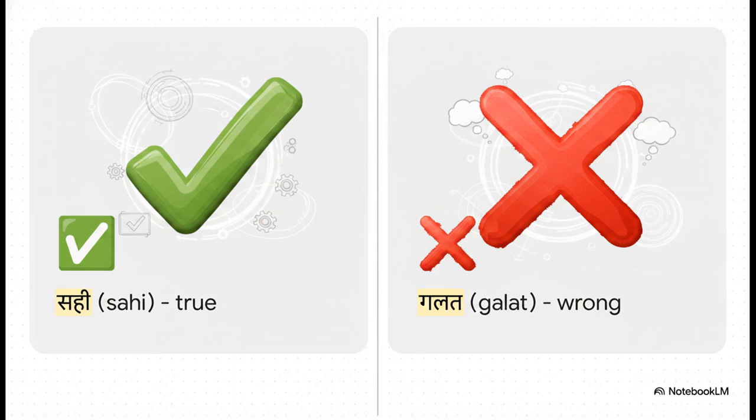On the left, sahi. On the right, galat. I want you to say them aloud one last time to truly cement your understanding of these opposites. Sahi, galat. Let me hear you. Sahi, galat. Brilliant.